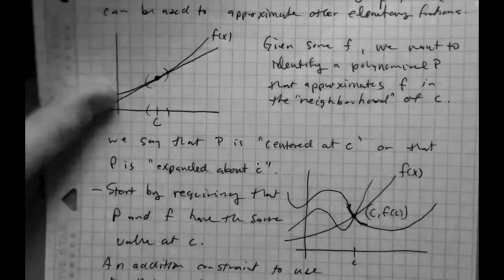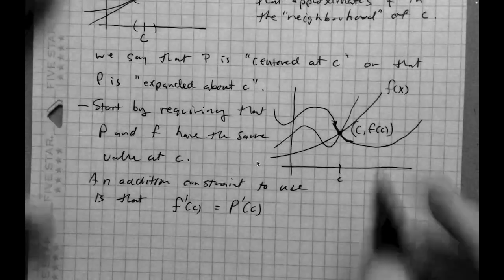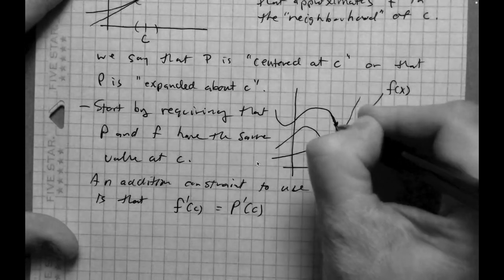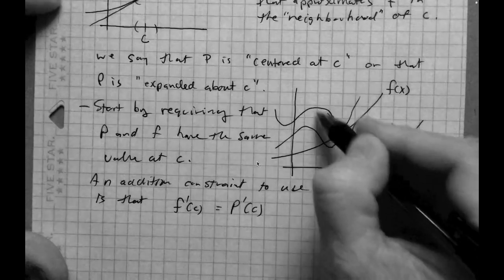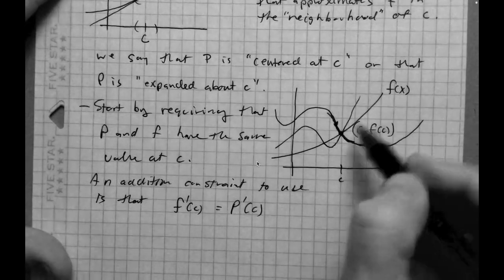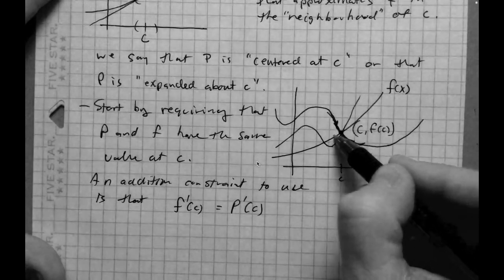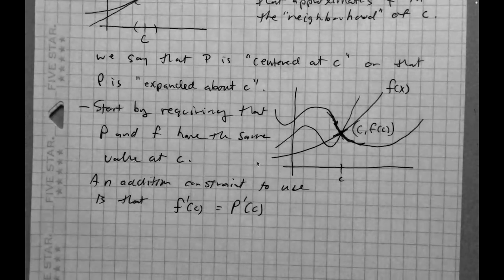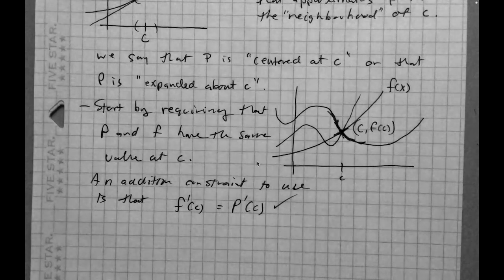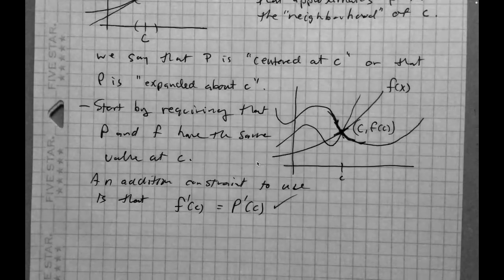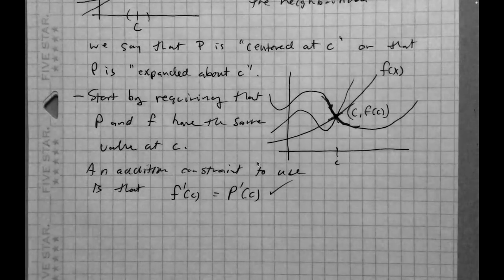Whereas here, in this image down here, this highlighted one, P prime of C is very different from F prime of C, right? In particular, this one is negative and this one is positive, right? So this additional constraint will be needed. Okay. And this is the starting point for the Taylor polynomial.